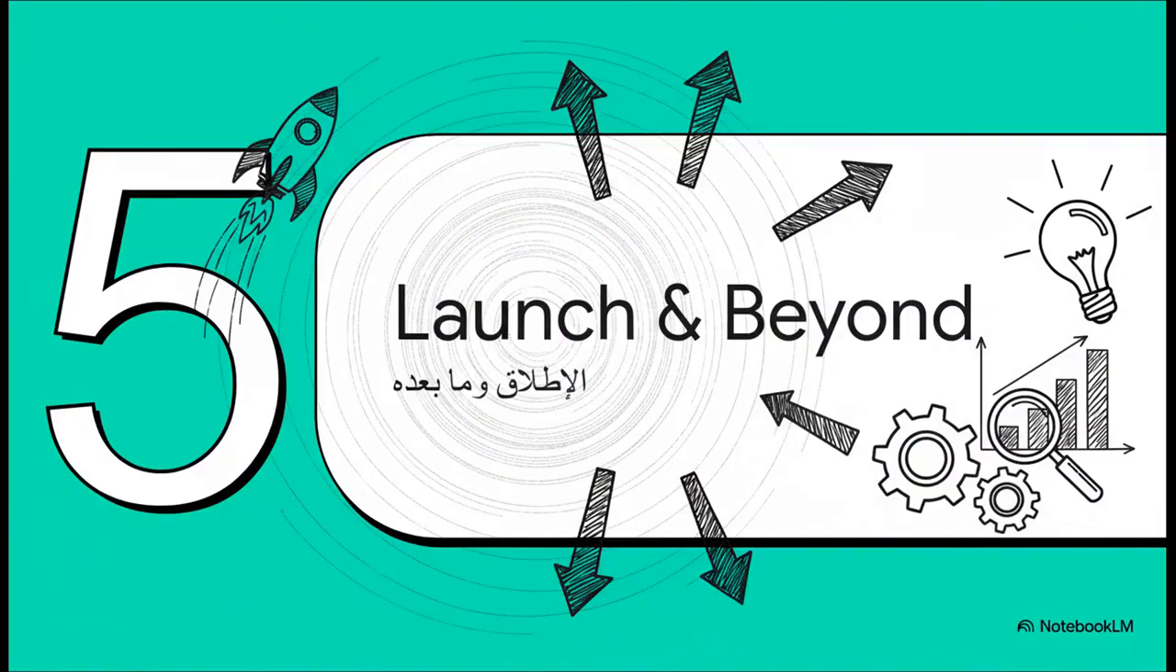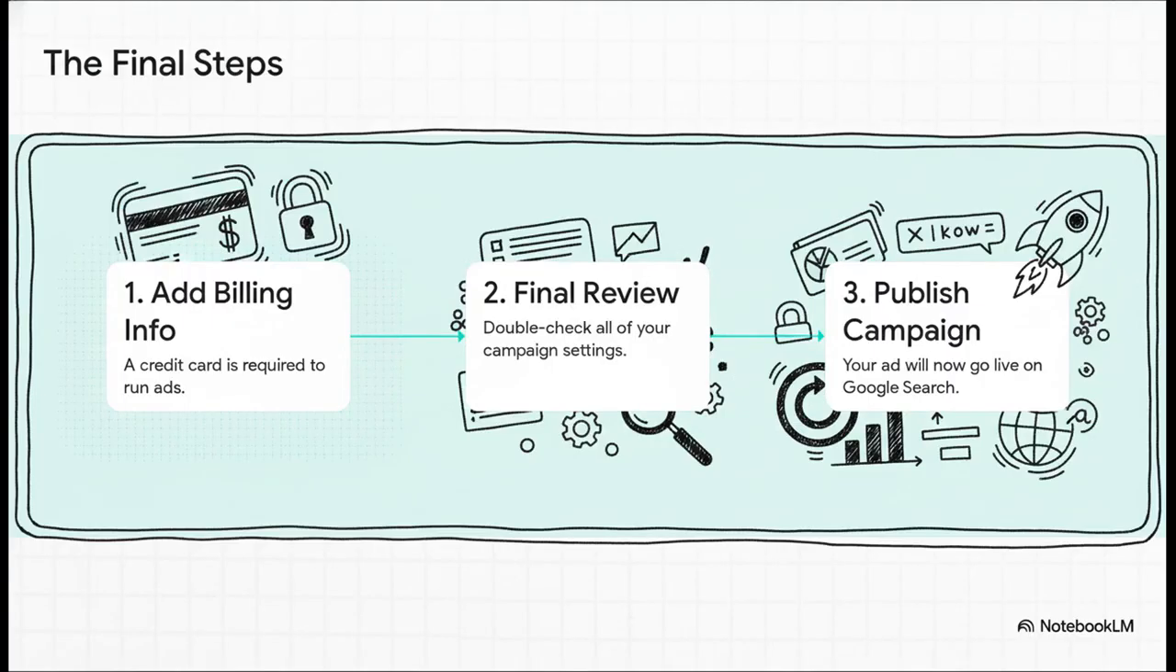We are on the home stretch. You've done all the hard work, and now it's time to finally push the launch button and know exactly what to look for right after you do. Okay, the last few steps are super straightforward. First, you'll need to add your billing info. Google does require a credit card on file. Then, just give everything one final look over. Your budget, your keywords, your ad, and if it all looks good, go ahead and hit publish. And just like that, congratulations, your first campaign is officially live.